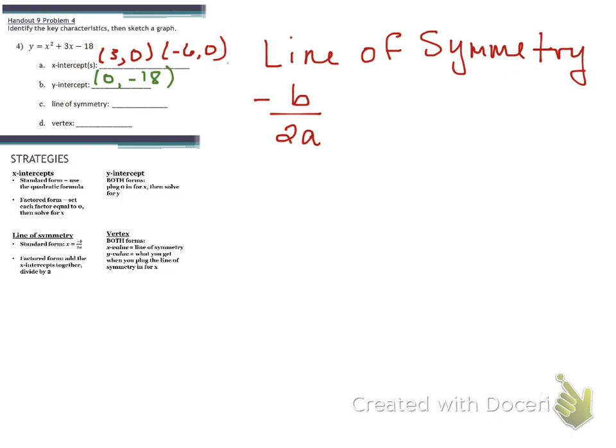Your line of symmetry is negative b over 2a. So the opposite of 3 is negative 3. Your a value is 1, so you'll have negative 3 over 2 times 1, which is negative 1.5. So your line of symmetry is x equals negative 1.5.